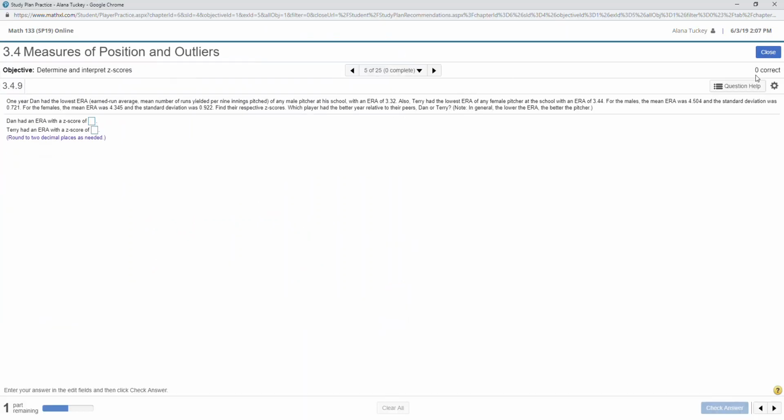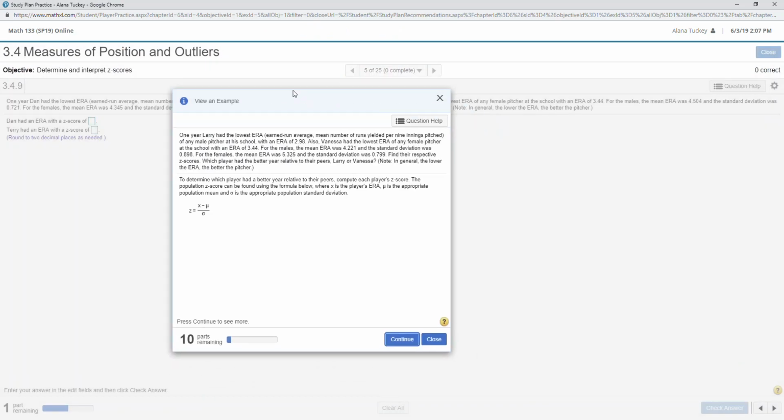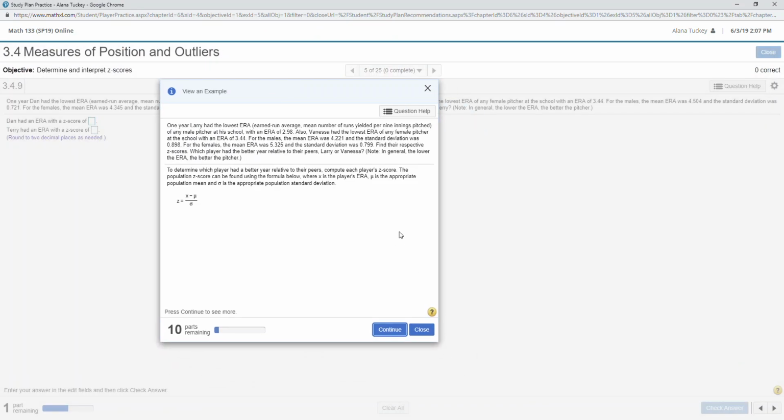All right, so I'm going to click on View an Example, and I'm going to go over the example, and in so doing, you will see how to do the problem.